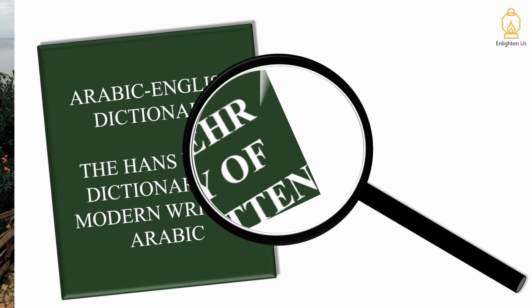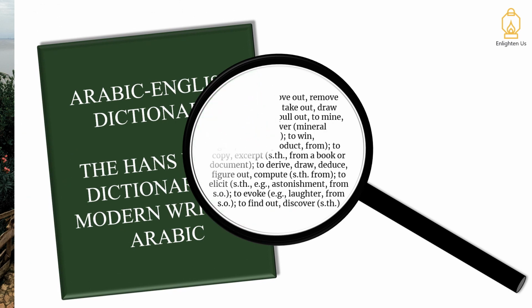So let's have a look at the dictionary definition for the overarching meaning for verb form 10. So we have to get out, move out, remove, to take out, draw out, to pull out, to mine, to extract, to recover, specifically mineral resources, to win, gain, to make a product, to copy, to excerpt, or to document, to derive, draw, deduce, to figure out, compute, to elicit, especially astonishment, to evoke, especially laughter, to find out, to discover. It's quite a wide-ranging definition. But now let's have a look at our ism fa'il.